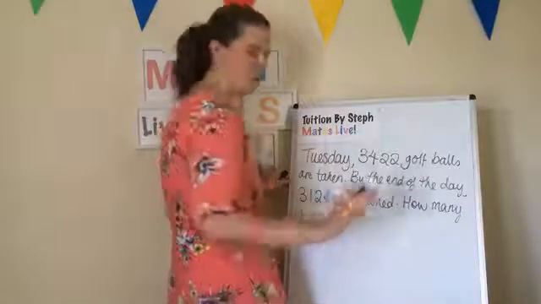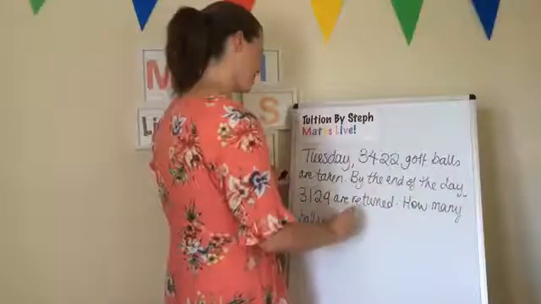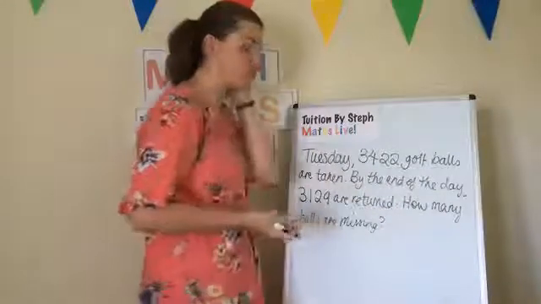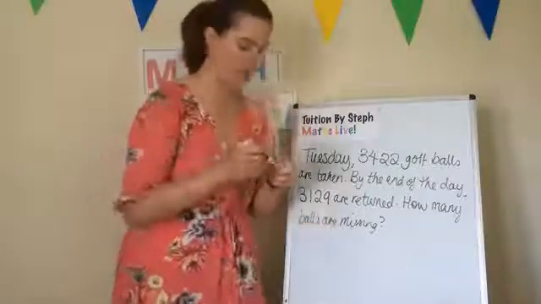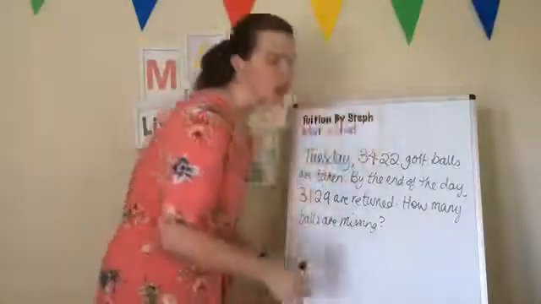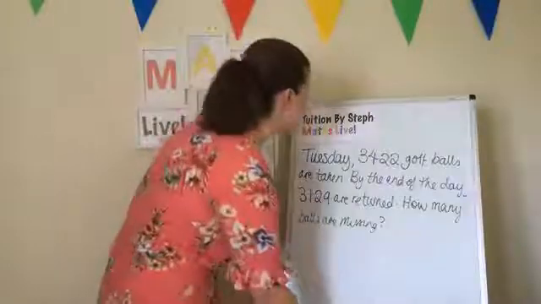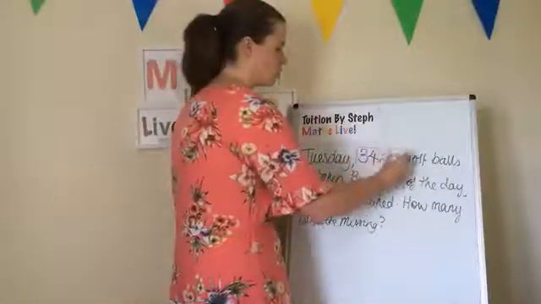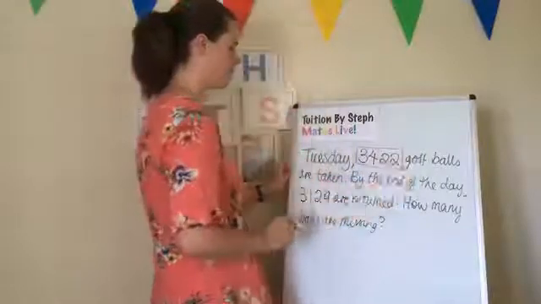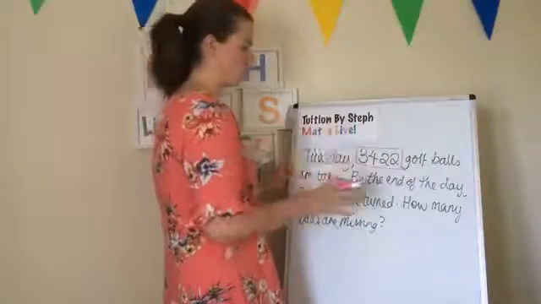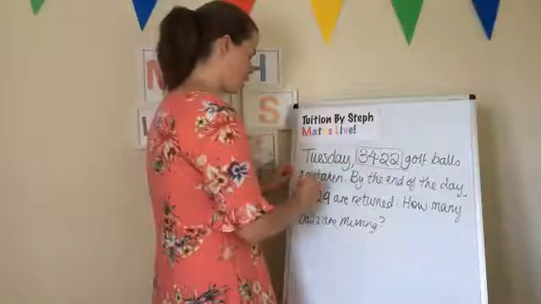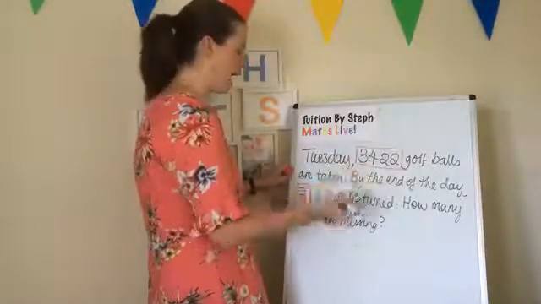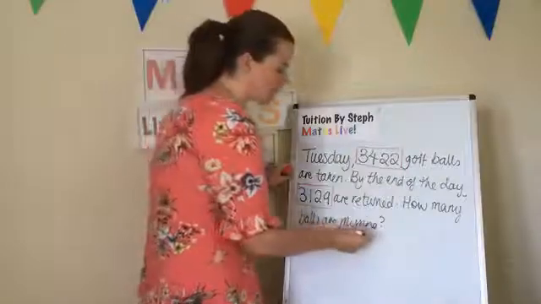So I'm sure you lot will be going ahead. Now, let's look at the problem. This is a good thing to do with word problems. Highlight, pick out. I'm sure your teacher's told you loads of times. Circle the problem, circle the key words. So we've got 3,422 golf balls taken and they'll be used to play golf. By the end of the day, 3,129 are returned. How many balls are missing?